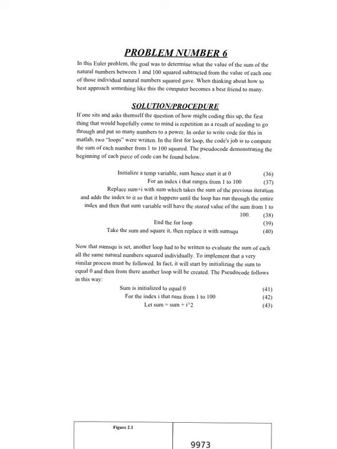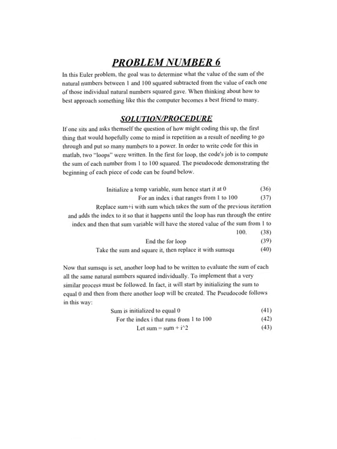The last question I worked on was determining the difference between the sum of the natural numbers between 1 and 100 squared, and the sum of each of those individual natural numbers squared. To do this, I started by initializing a temp variable, sum, and setting it to 0.